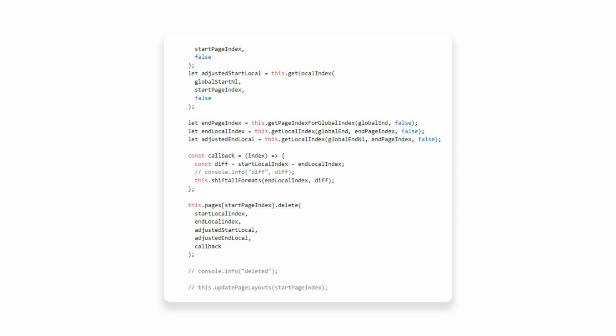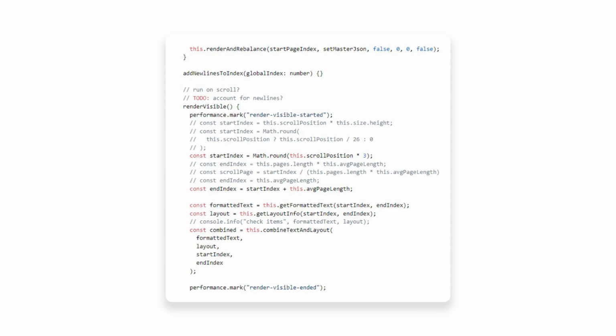3. Deletion process. The delete method on the identified page is called, passing in the calculated local indices, and the callback to handle formatting shifts afterward. Finish delete method. It finishes by calling the render and rebalance method, which both redetermines page overflows dynamically as well as rendering the text to the canvas. Onward. As usual, you can largely ignore the comments.